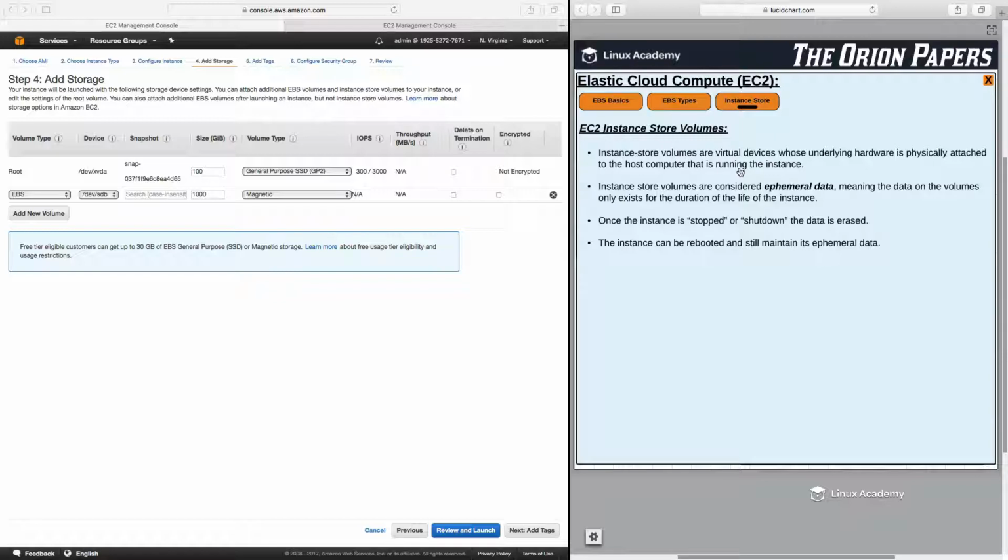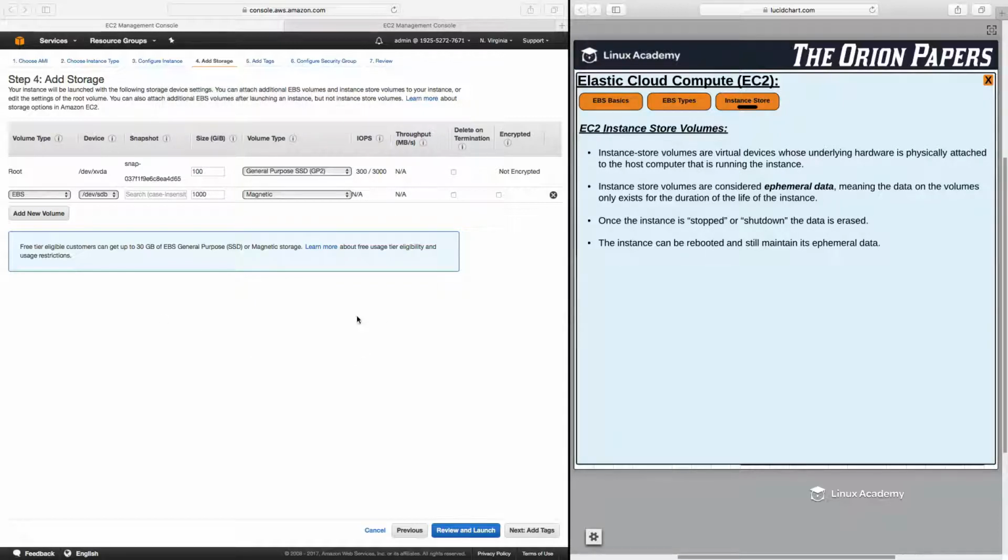So there's no option when you select an instance store volume. When the instance is terminated, you will lose that data. Also, once the instance is stopped or shut down, the data is also erased. The instance, however, can be rebooted and still maintain its ephemeral data. So again, instance store volumes are ephemeral. Remember that. And that means the data will be lost if the instance is stopped, shut down, or terminated. It will only be maintained if the instance is rebooted. Very important to remember all of that.